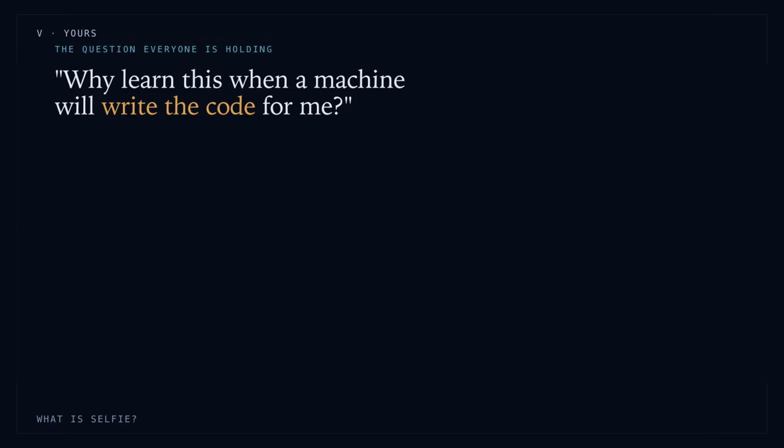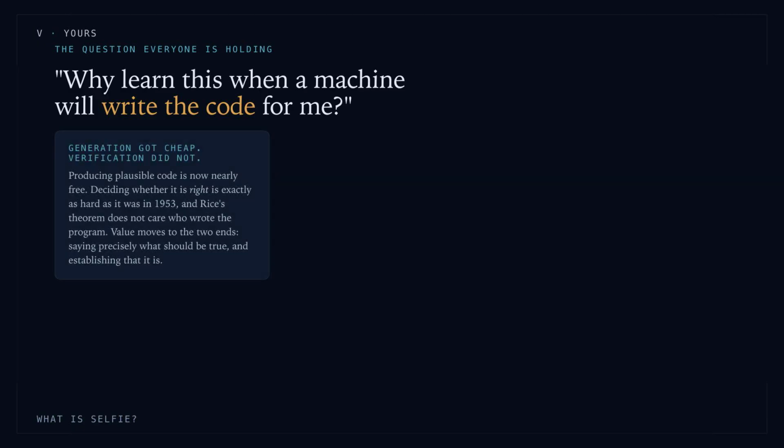Which leaves the question everyone is holding. Why learn this when a machine will write the code for you? Because generation got cheap and verification did not. Producing plausible code is nearly free. Deciding whether it is right is as hard as it was in 1953, and Rice's theorem does not care who wrote the program. Value moves to the two ends, saying precisely what should be true and establishing that it is.